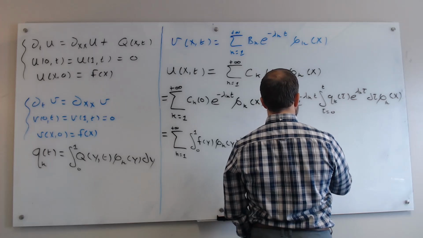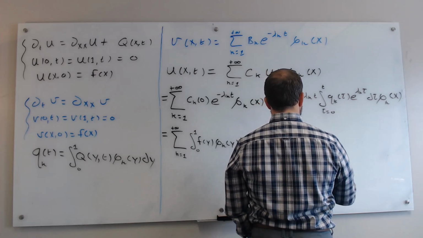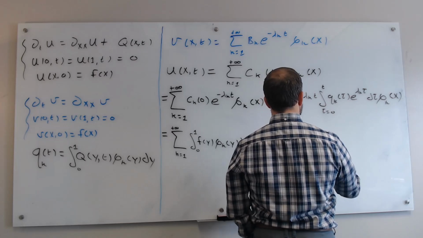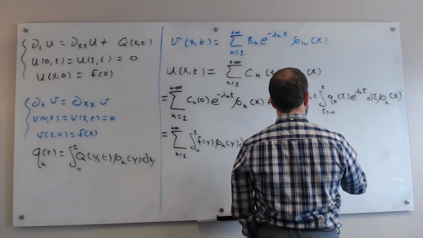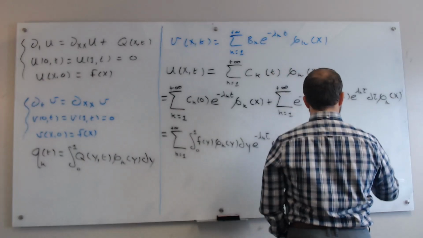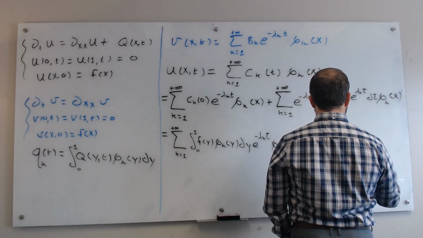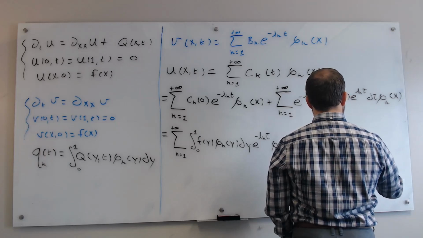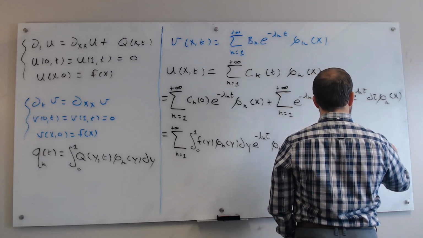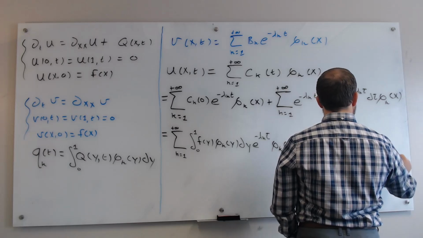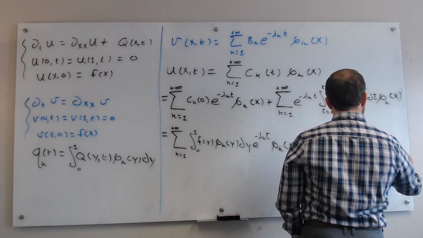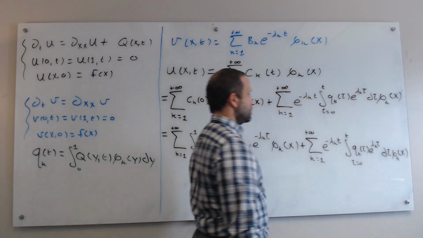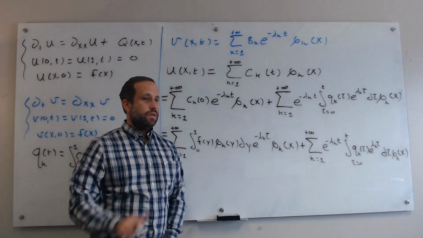So plus the sum, k equals 1 to infinity, e to the minus lambda_k t, the integral tau equals 0 to t, q_k of tau, e to the lambda_k tau, d tau, v_k of x. Okay.